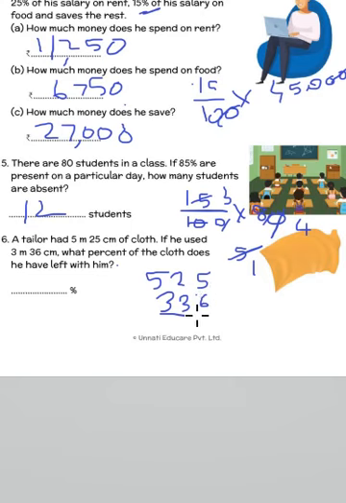Now remember, he's used this up, so we are going to subtract this. When we subtract, we find that 5 minus 6 is not possible, so you're going to borrow, and it becomes 15 minus 6, which is 9. 1 minus 3 is not possible. Once again we borrow, and it becomes 11 minus 3, which is 8, and 4 minus 3 is 1.